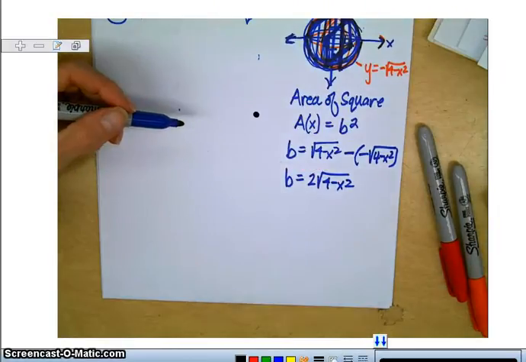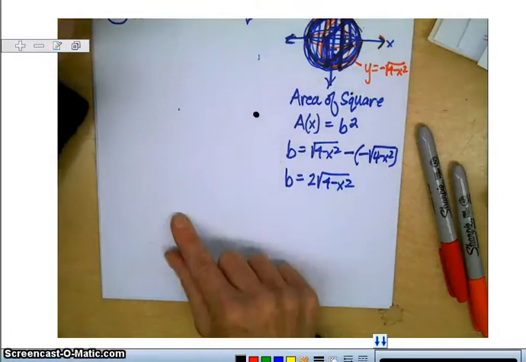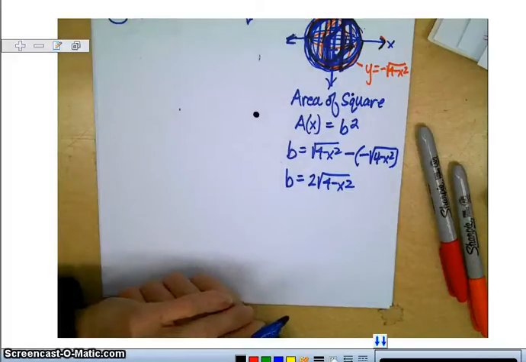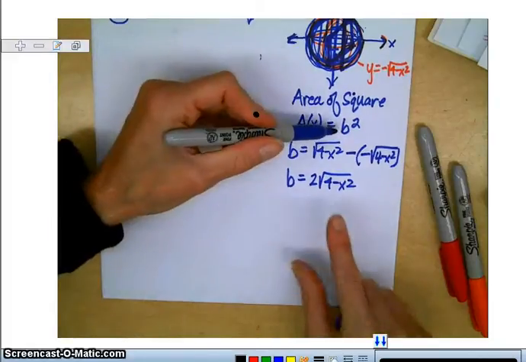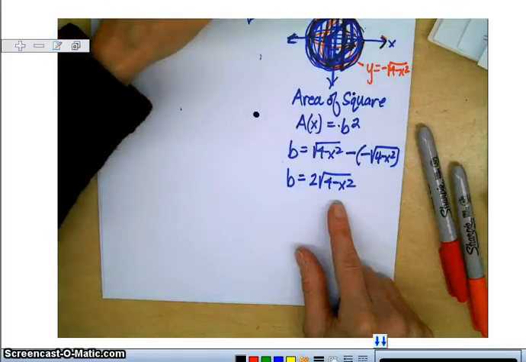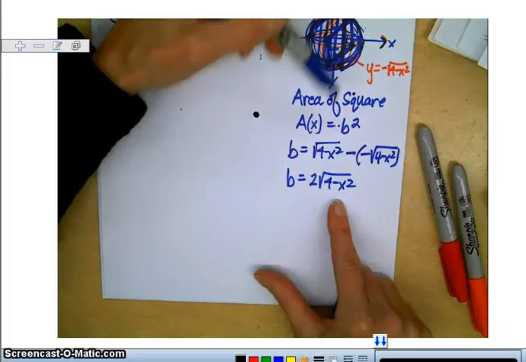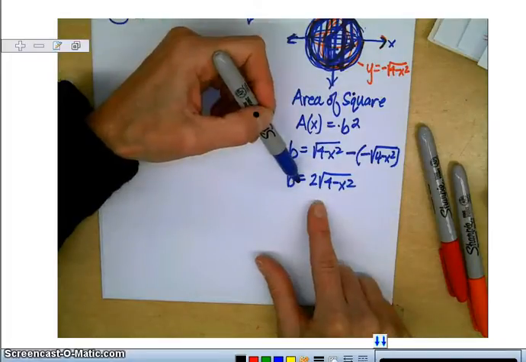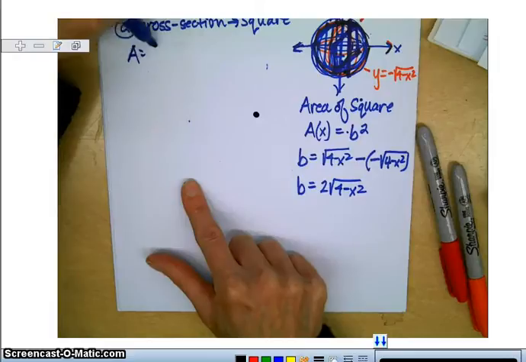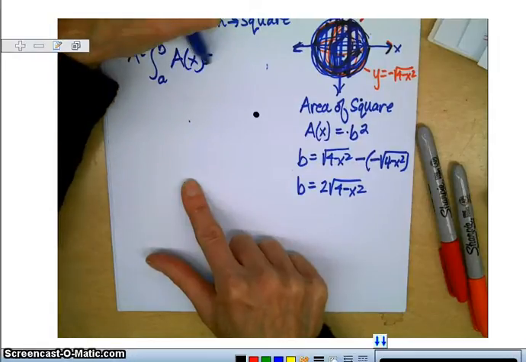So the first thing you have to do is find the area of the cross section that I'm using. I have a square, so the area is base squared. What's my base? My b is based on my functions, top minus bottom. Okay, so now I found my base. Now I use my formula. The cross-sectional area was the integral from a to b of capital A of x dx.